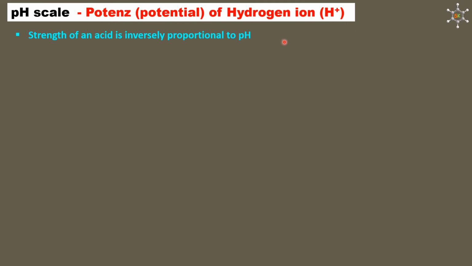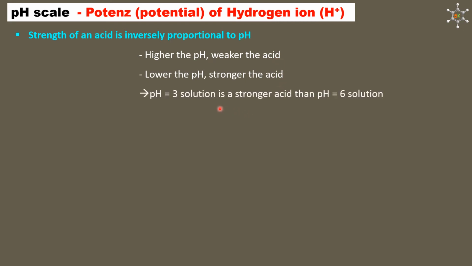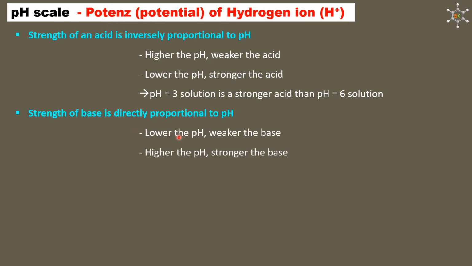Strength of an acid is inversely proportional to pH. Higher the pH, weaker the acid. Lower the pH, stronger the acid. Example, a pH equal to 3 solution is a stronger acid than a pH equal to 6 solution. Coming to bases, strength of a base is directly proportional to pH. Lower the pH, weaker the base. Higher the pH, stronger the base. Example, a pH equal to 10 solution is a stronger base than a pH equal to 8 solution.